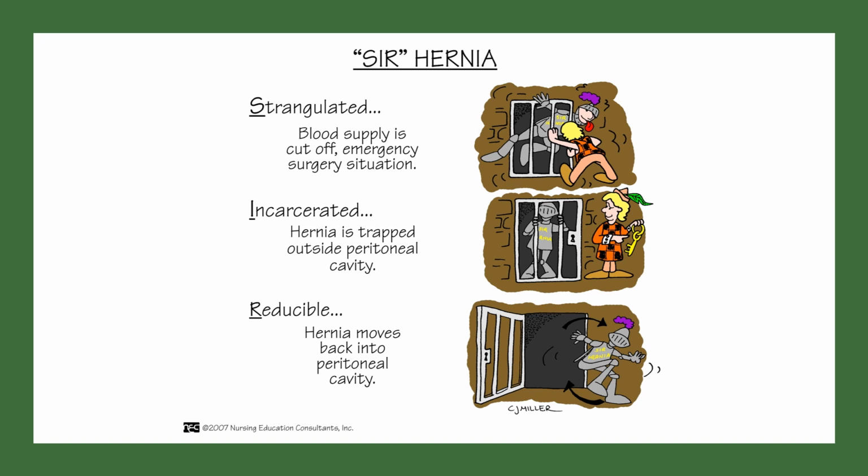Incarceration is when it's trapped outside the peritoneal cavity. They may need to reduce it or surgically fix it. And then reducible, this is when it moves back into the peritoneal cavity. We can actually teach our parents to push the hernia back up into the abdominal area so that the bowel does not become strangulated. This is just a temporary fix, and eventually they will need surgery for this.